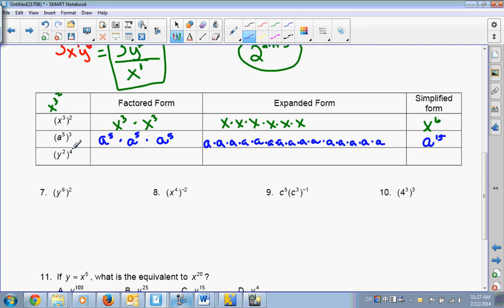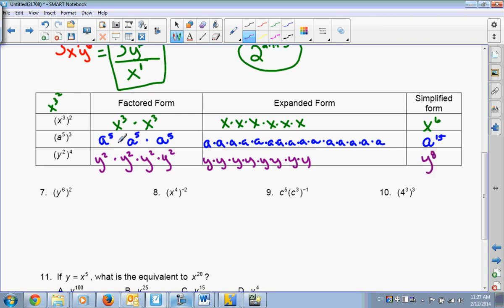And y squared to the fourth. Good. Y squared 4 different times. Y squared times y squared times y squared. So y squared is y times y, times another y squared, y times y, times another y squared, y times y, times another y squared, y times y. I know it seems redundant, but there's a reason why. It's proving to you the rule. How many y's? 8.